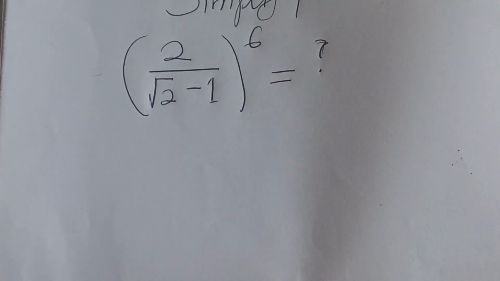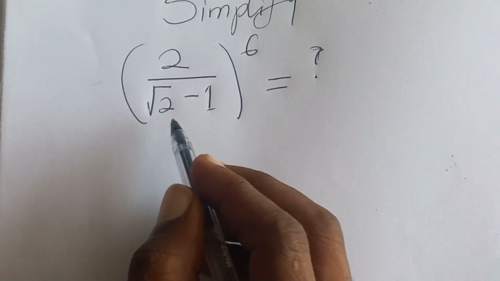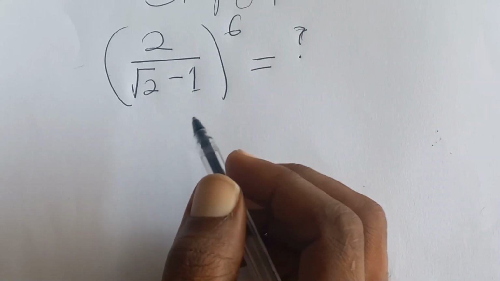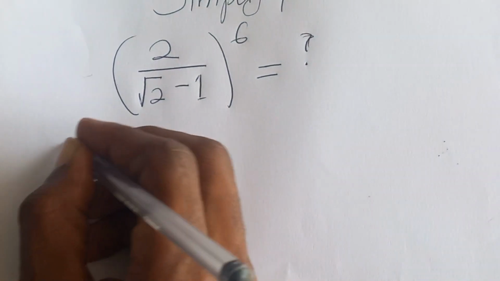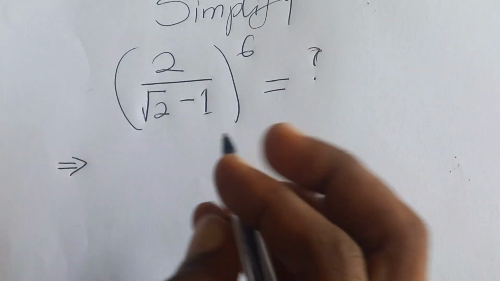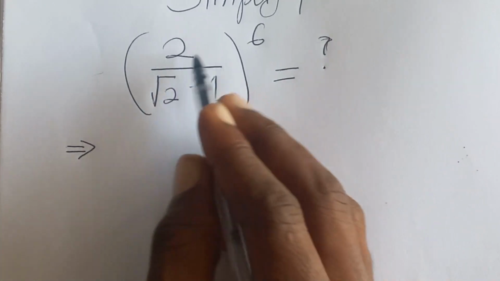So, we are solving 2 over the square root of 2 minus 1, all exponent 6. We have to simplify this expression. So, first of all, this 2 over square root of 2 minus 1, we can rationalize.